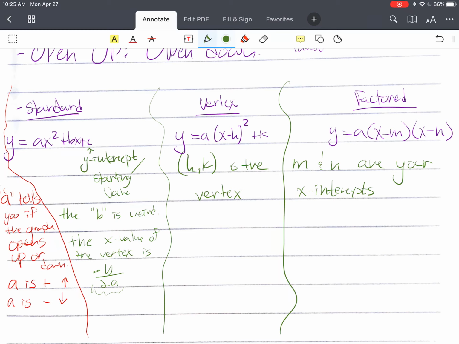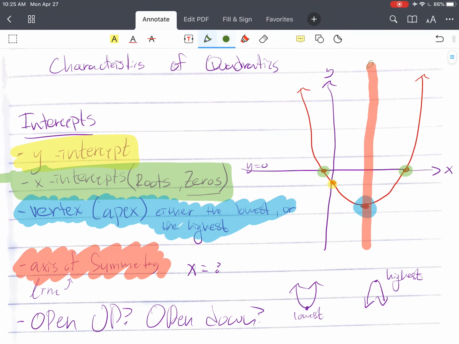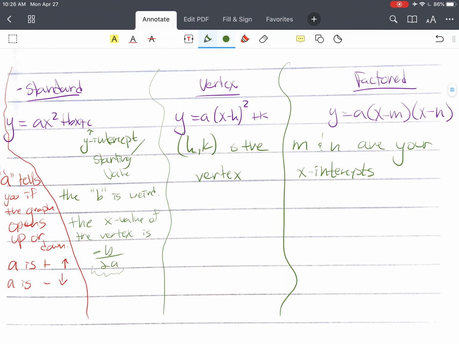And if it's crossing on the x-axis, guess what? You can find where the line of symmetry is. And if you know where the line of symmetry is, you know what the x-coordinate of your vertex is. Let's go back to this picture. If you know what the line of symmetry is, you know what the x-coordinate of your vertex is. So if you wanted to find the x-coordinate of the vertex, you actually add M and N and divide by 2.